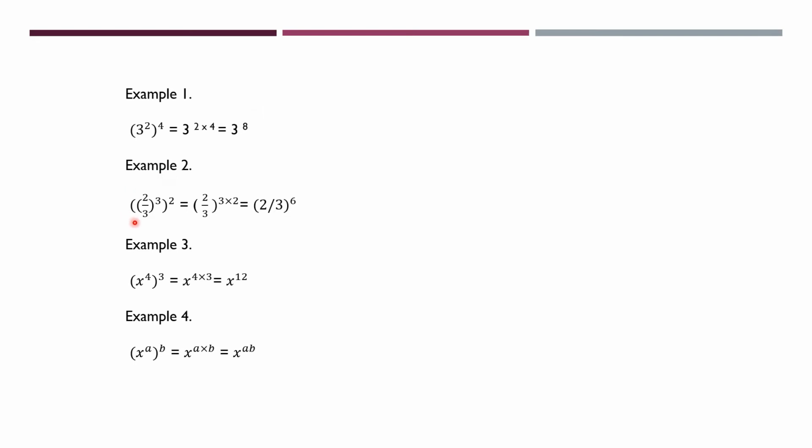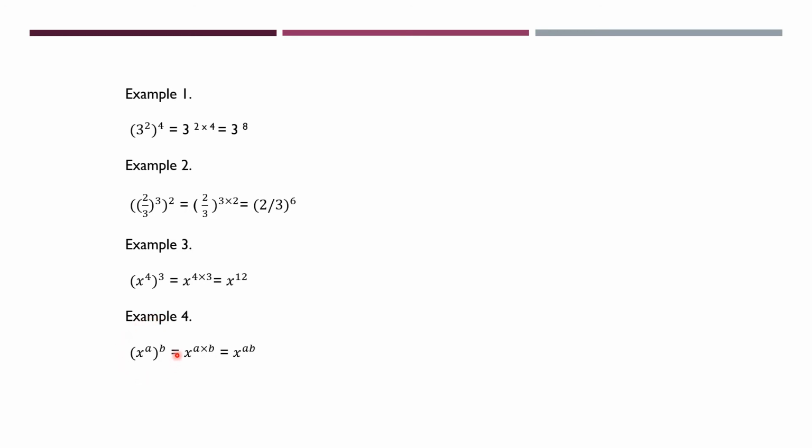Second example is ((2/3)^3)^2. The base here is 2/3. So we will consider the powers 3 and 2 and we will multiply it. So the answer will be (2/3)^6. Third example, (x^4)^3. Here the exponents are 4 and 3. So we will multiply it and the answer will be x^12.